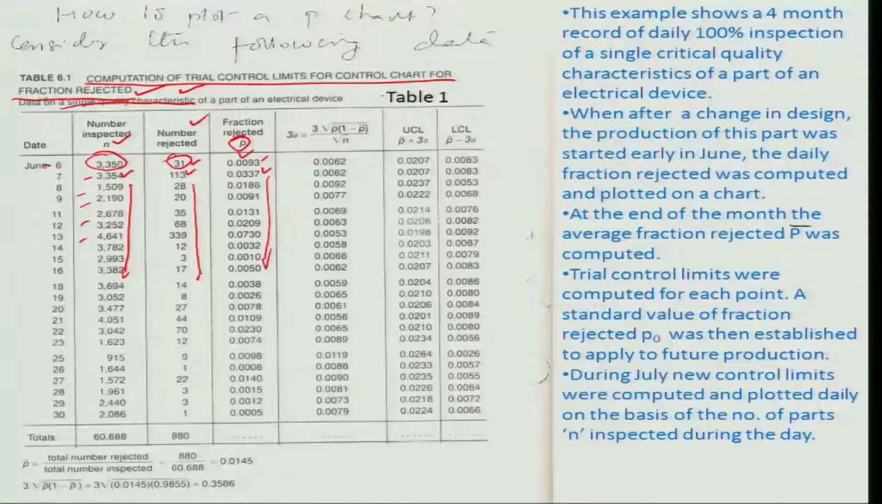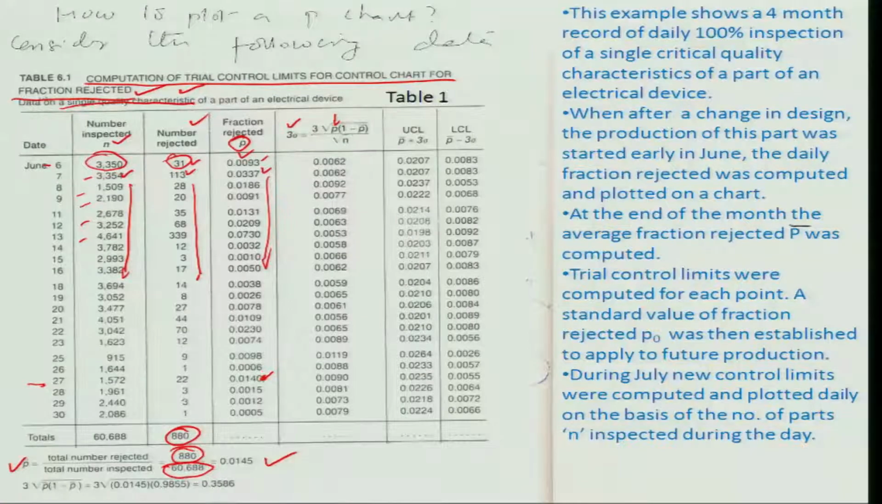The 3 sigma limits are computed according to the formulation 3 times root of p dash (1 minus p dash) divided by root of n, where p dash is basically the average fraction rejected. Let us look at the average here. It is basically 880 total rejects out of 60,688 total inspections. So, the average fraction rejected in the whole distribution is 0.01145, so about 1.45%. You can see that on, let us say, the 27th of June, the percentage rejected is very close to the distribution's overall average. So, that is the p dash value.